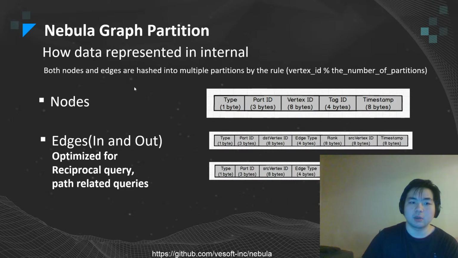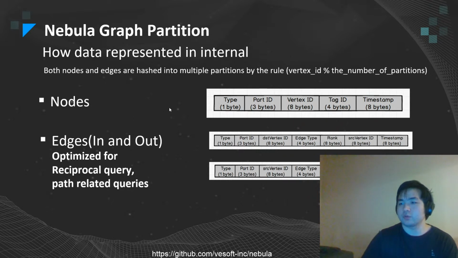Both the nodes and edges are partitioned by a hash value, which is computed from the vertex ID modulo the number of partitions. By doing it, we can guarantee that a node and its edges, both in and out edges, will belong to the same partition. So it will be perfect for path-related queries, because we always need to find the relevant paths from one node, and we do not want to search different partitions.